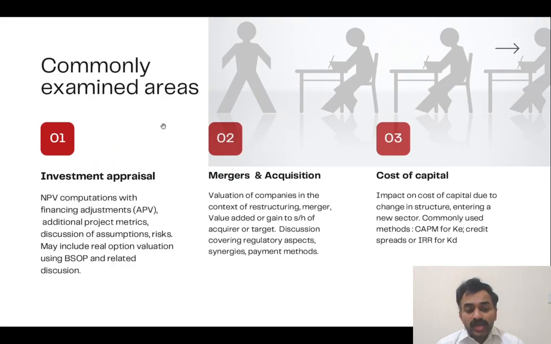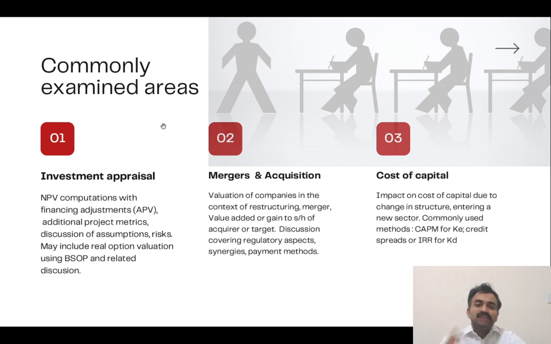Moving on to key areas on AFM, investment appraisal is a commonly examined area on AFM. You can expect questions asking you to do a basic NPV computation with a few complex adjustments, which could include financing adjustments relating to adjusted present value computations where a project is specifically financed. You may also be given an NPV and asked to advise on the viability of the project based on certain add-on calculations and discussion on areas like sensitivity, or by calculating the MIRR, the duration of a project.